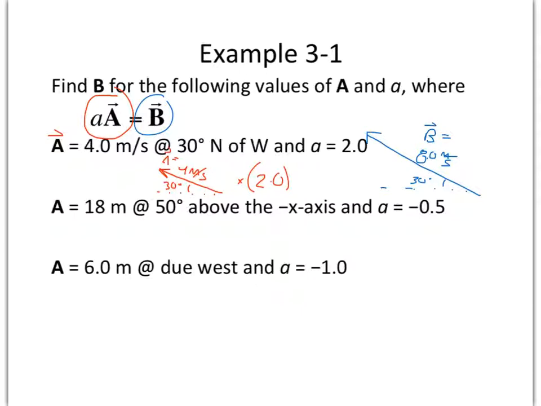How about this next one? All right, so we've got 18 meters, and again, that should have an arrow over it, at 50 degrees above the negative x-axis. All right, so let's say that's 50 degrees right there. There's a negative x-axis. That is 18 meters, we'll say. What happens if we multiply it by a scalar quantity of negative 0.5? Well, 2 things. First of all, the 0.5, or a half, makes it shorter, right? So that times negative 0.5 is going to make it shorter. And what is the negative going to do? You can't have a negative magnitude, but you can have a negative direction.